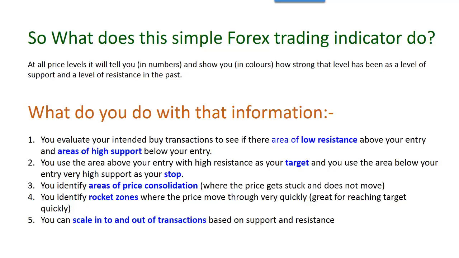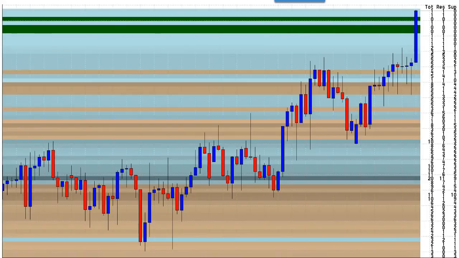And you can use these support and resistance levels to scale in and scale out of transactions as the transaction progresses. Now on your screen you can see a view of this indicator. On your right hand side you can see quantified how many times each level has acted as resistance and how many times each level has acted as support. So if we come down here in this gray area where the biggest activity has been, and that's where the biggest consolidation area is, it's acted as resistance 11 times and support 9 times.